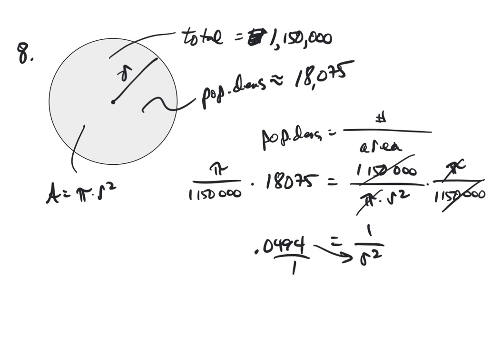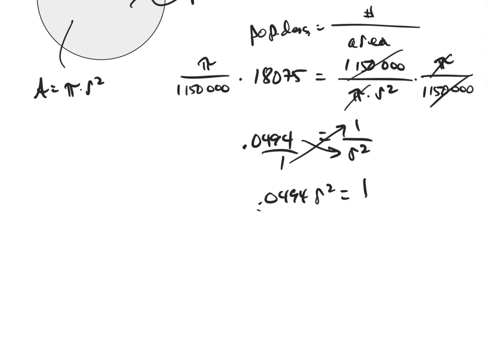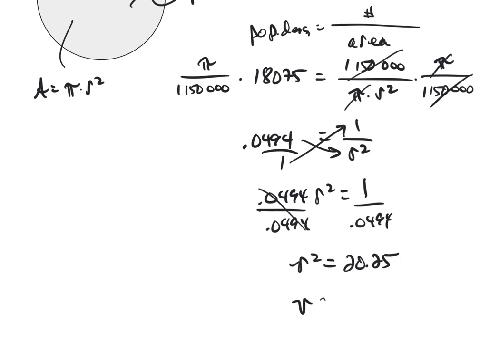And once again, we solve this by cross multiplying, dividing by the weird decimal. So divide both sides by 0.0494. I'm just leaving that number on my calculator window because it's a heck of a lot easier. So when I divide, I get about 20.25. And when I take the square root of that, I get approximately 4.5. So the radius of that circular region is approximately 4.5 miles.